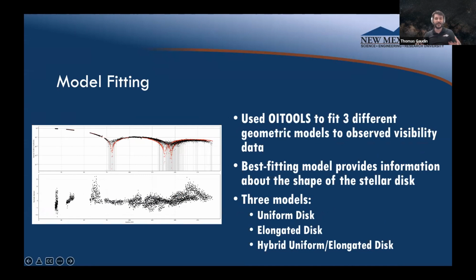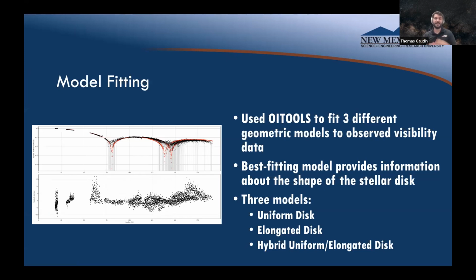Our goal was to minimize the chi-squared from each of these models to determine which model best describes the geometry of the system. For this project, we followed the methodology of Boffin, and created a model of a uniform disk, a model of an elongated disk that was more oval shaped, and then a third model of our own design that was a hybrid: a small uniform disk overlapped with a larger elongated disk.